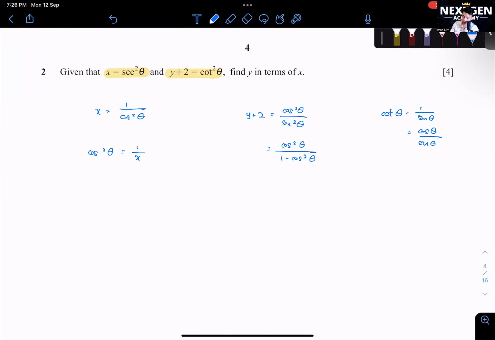What I want to do over here is a simultaneous equation, therefore it will just be in terms of y and x. So I sub 1 into 2. It will be y plus 2 equals 1 over x, over 1 minus 1 over x. I'm just subbing both of these equations together. This one is y plus 2.